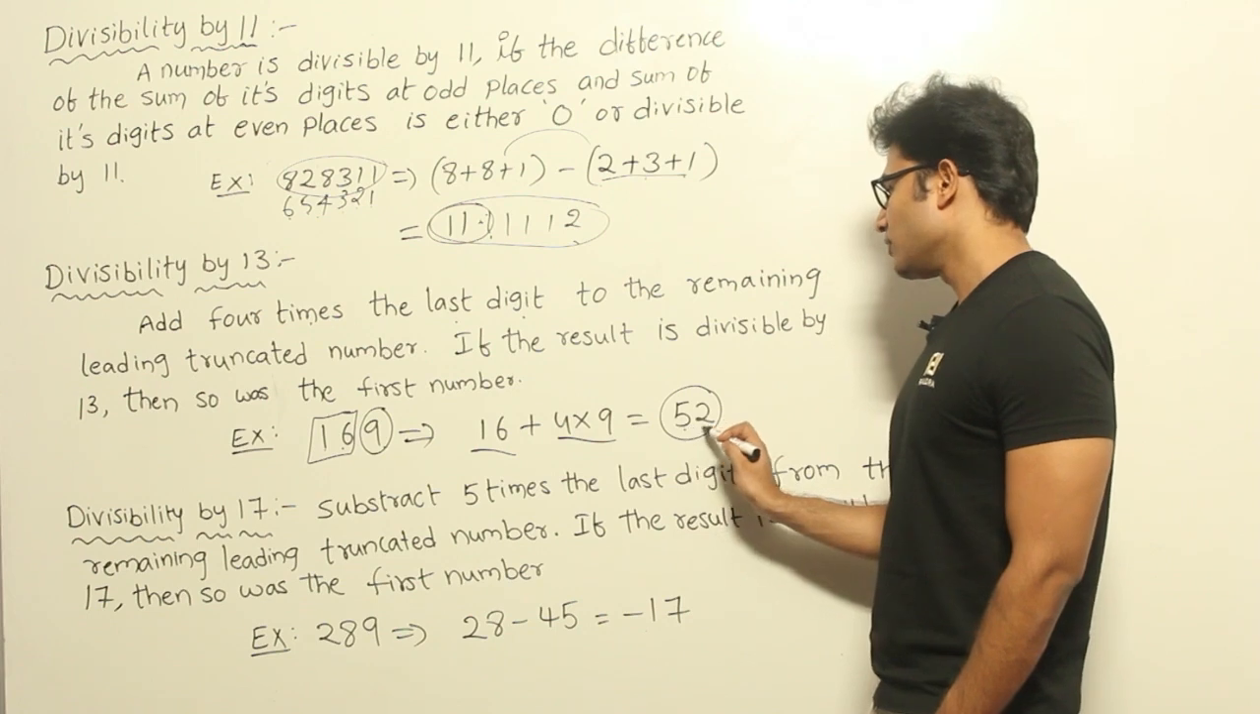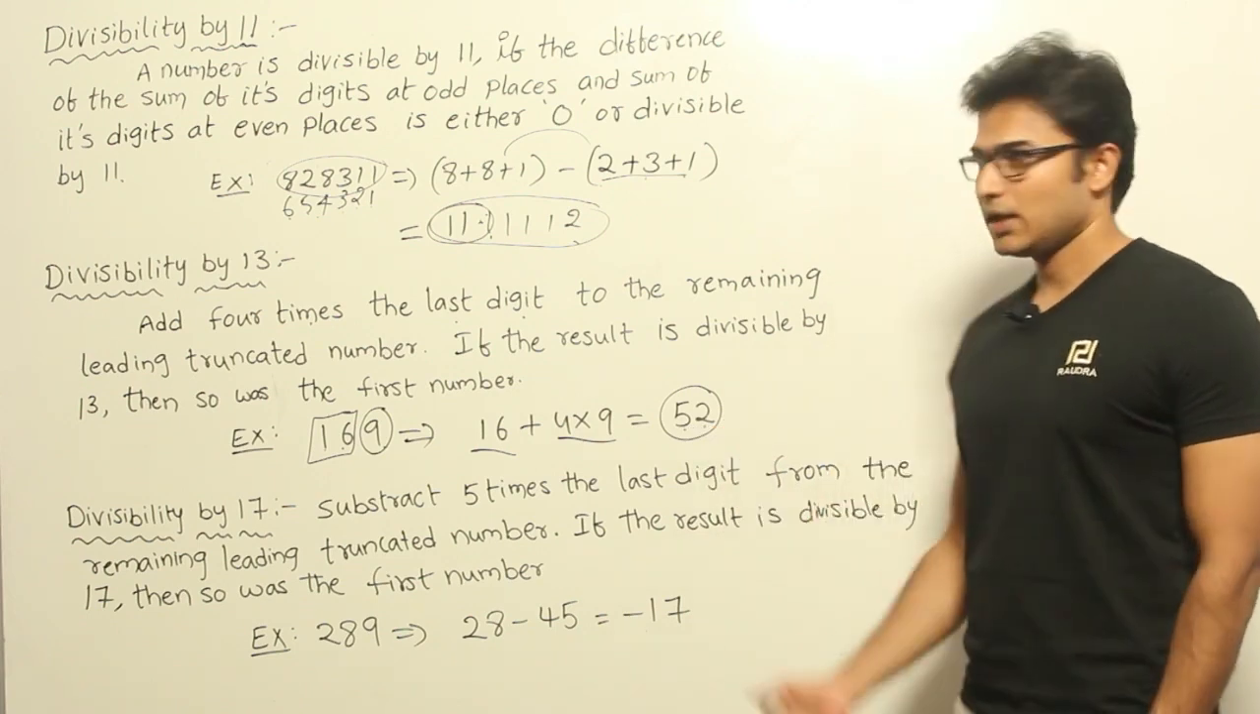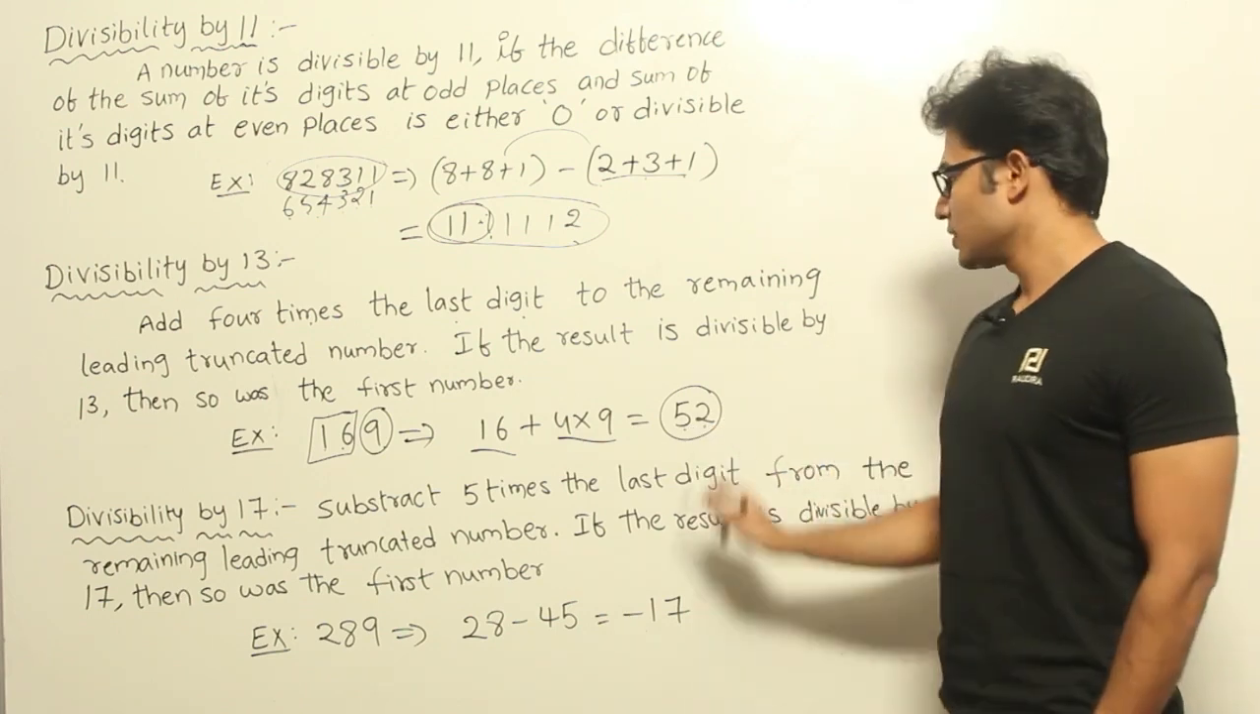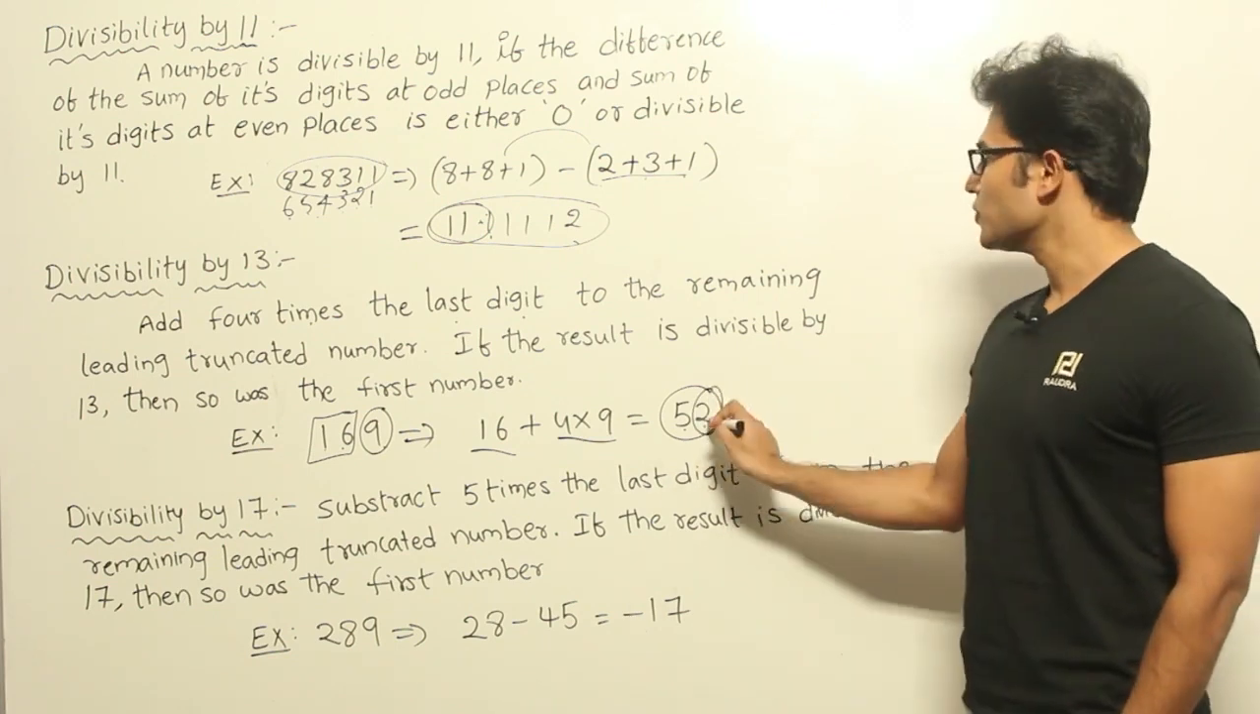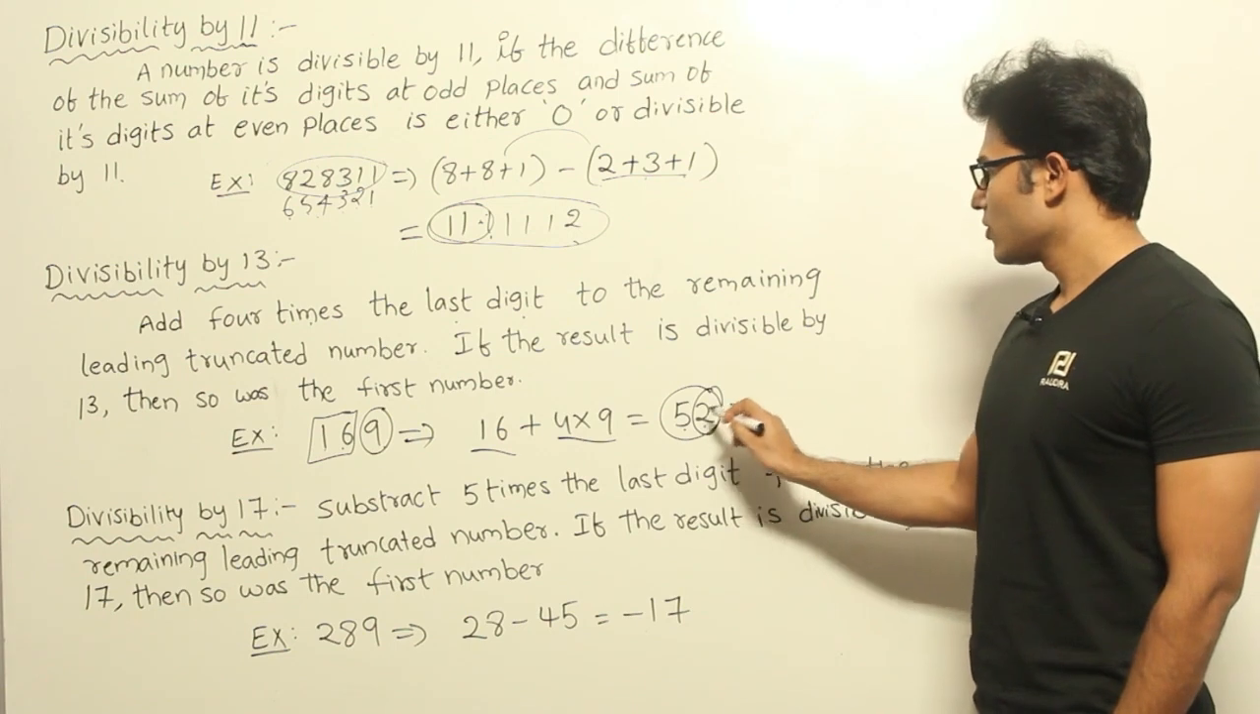If you don't know whether 52 is divisible by 13 or not, again you can do the same thing. What is it? Again you take the last digit, multiply with 4, then what do I get?